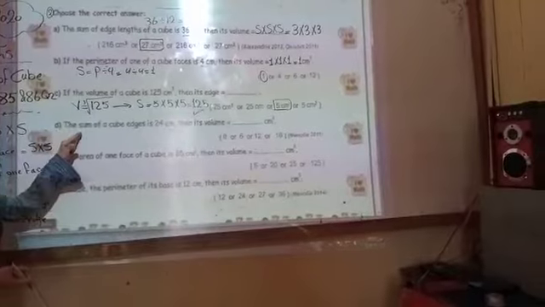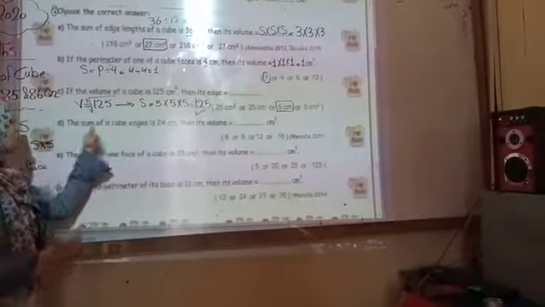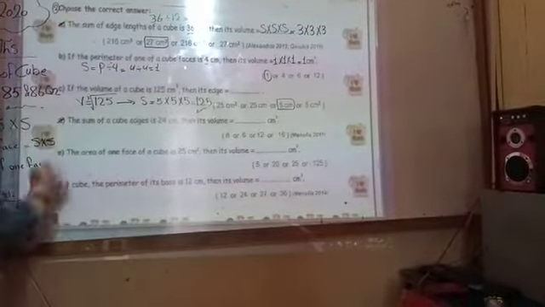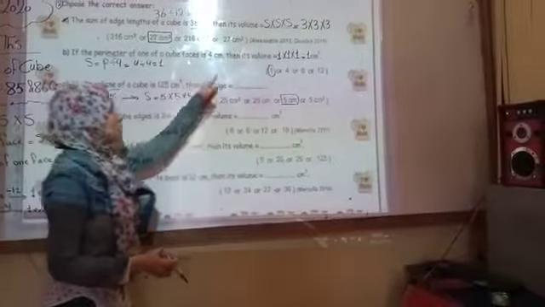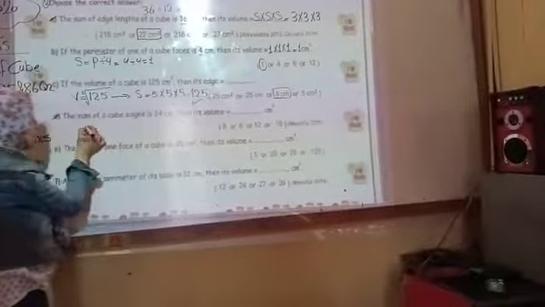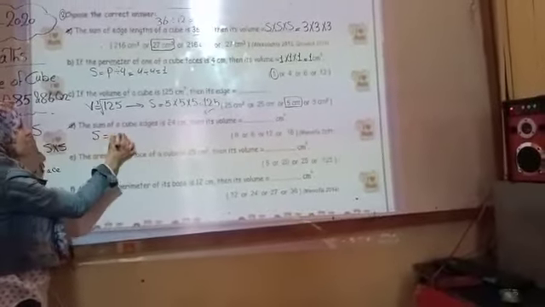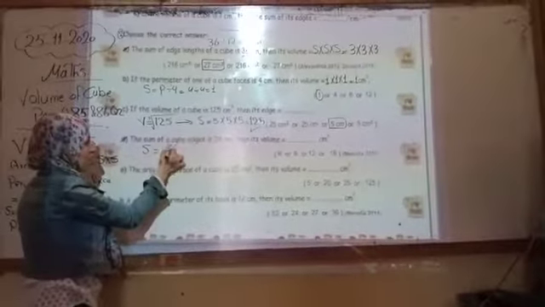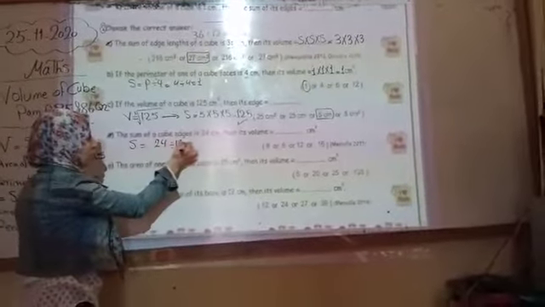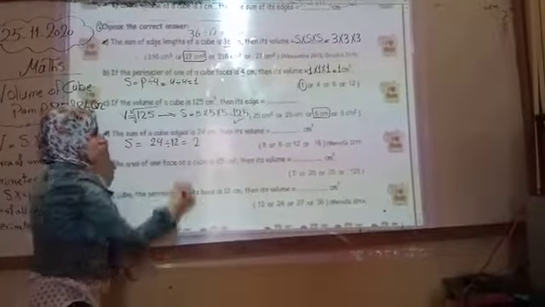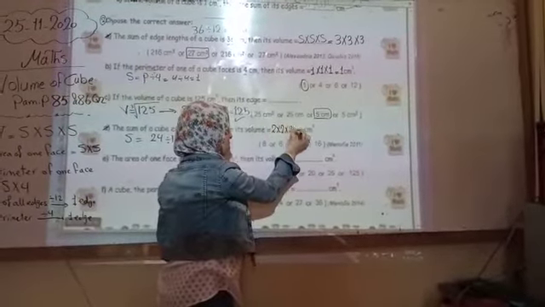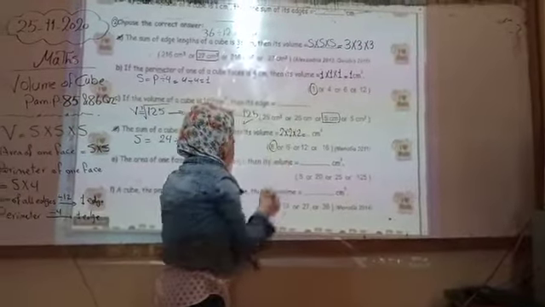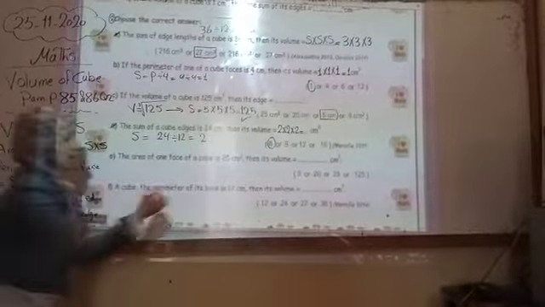Now I have the sum of a cube's edges, like A. I have the sum of all edges, 24. How do we get the volume? I want the side. How do we get the side? The sum divided by 12. 24 divided by 12 equals 2. So the volume is 2 by 2 by 2 equals 8.